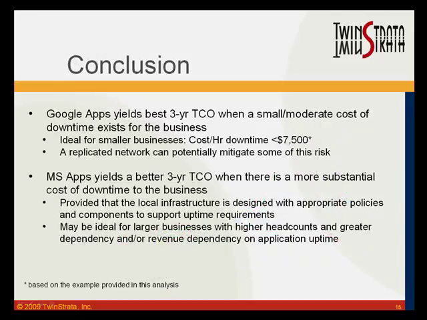In conclusion, Google Apps is clearly the preferred solution for the sample 50-user company with the given metrics we used in this analysis. However, there is not a one-size-fits-all solution for all companies. Google Apps yields the best 3-year TCO when there is a small to moderate cost of downtime to the business. This may be ideal for smaller businesses having cost per hour of downtime of up to $7,500, such as the sample organization we modeled. A replicated network can potentially mitigate some of the risk.